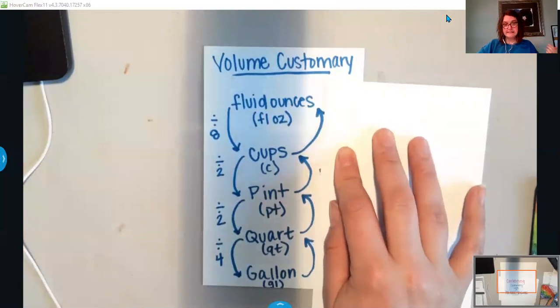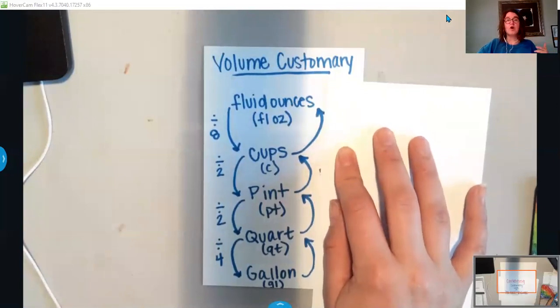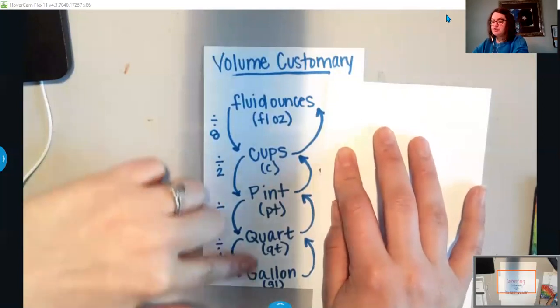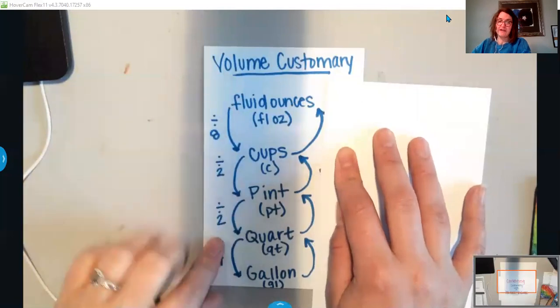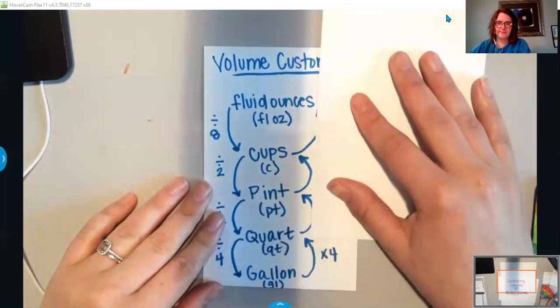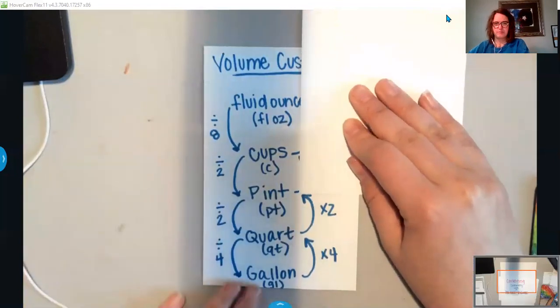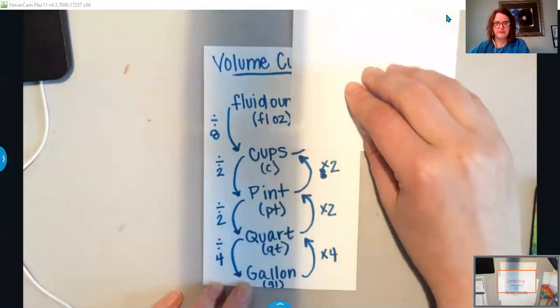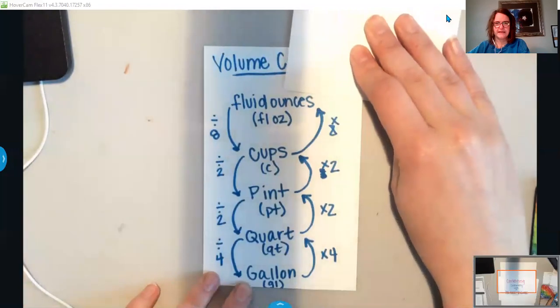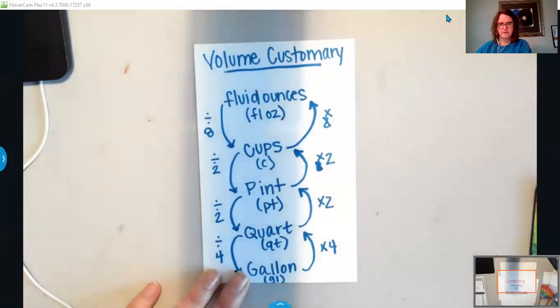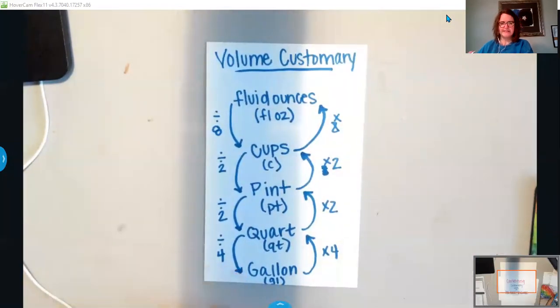The other side has the same numbers, but remember, we're going from large to small units. So instead of dividing, we multiply. Times 4, times 2, times 2, times 8. Once again, I'm going to give you about 15 more seconds. If you need longer, go ahead and just pause it.